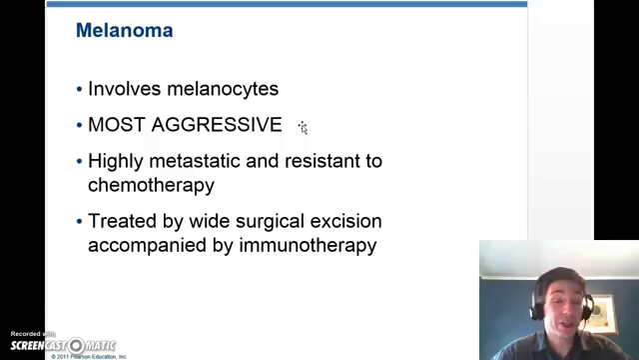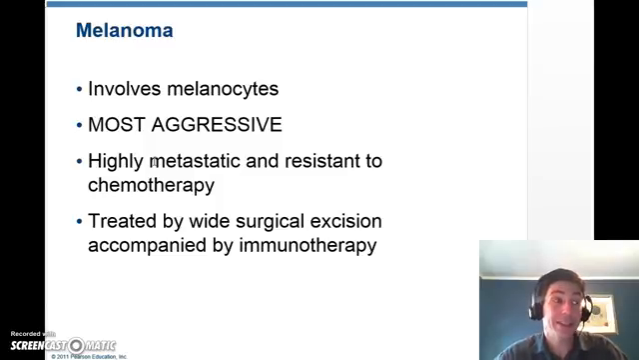Melanoma originates in your melanocytes. It is, of the 3 types of cancer, the most aggressive, and by aggressive we mean it is most likely to leave your skin, possibly end up in a bloodstream, and then travel somewhere else and set up a new tumor somewhere else in your body.